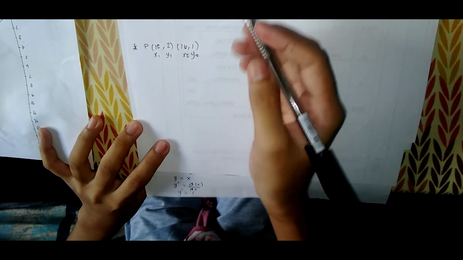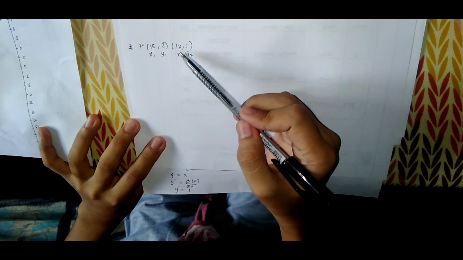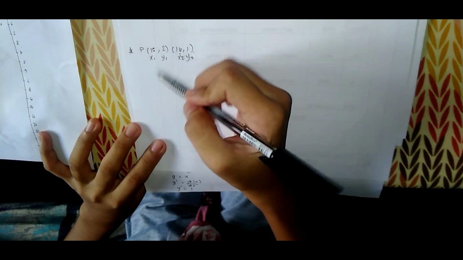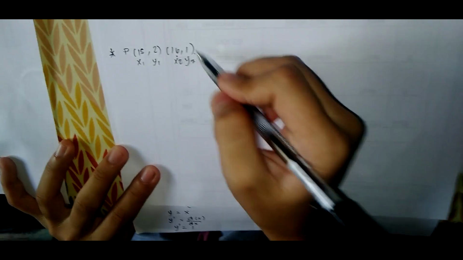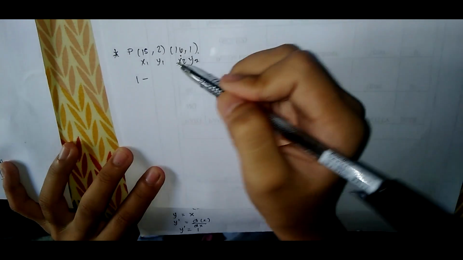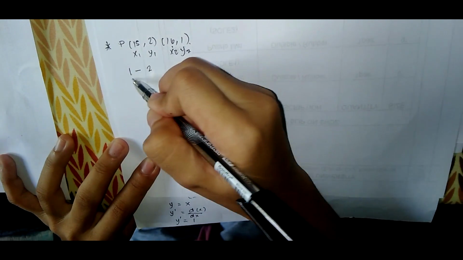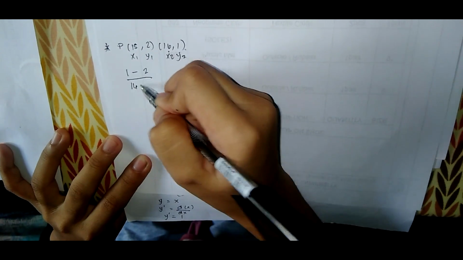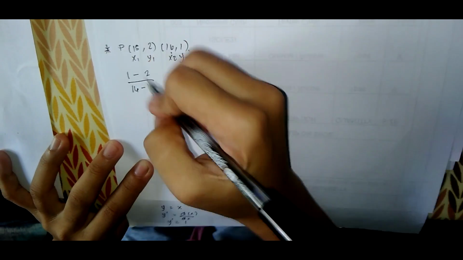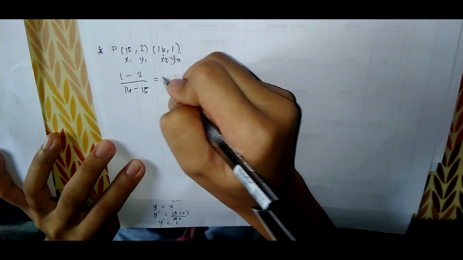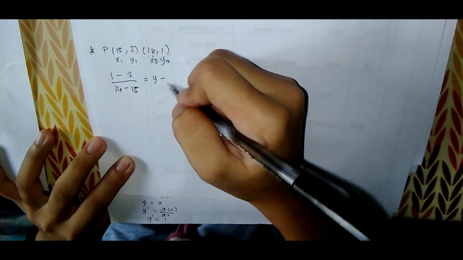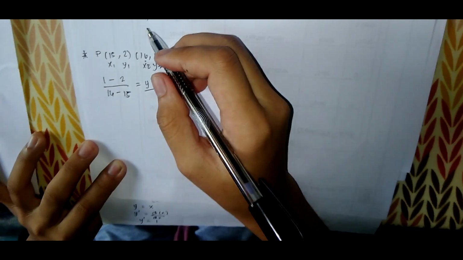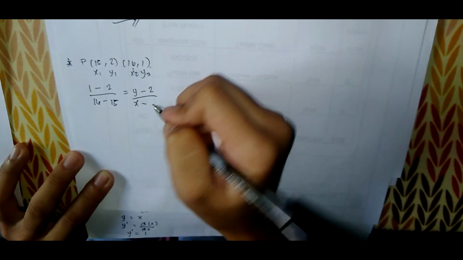Last point to be solved. Point 15 and 2 and point 16 and 1. Substitute natin sa equation. So, y sub 2, which is 1, minus y sub 1, which is 2, over x sub 2, which is 16, minus x sub 1, which is 15, equals y minus y sub 1, which is 2 over x minus x sub 1, which is 15.